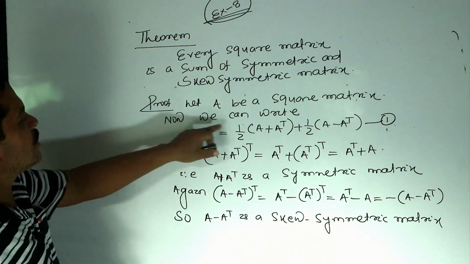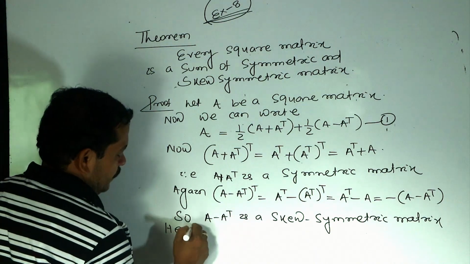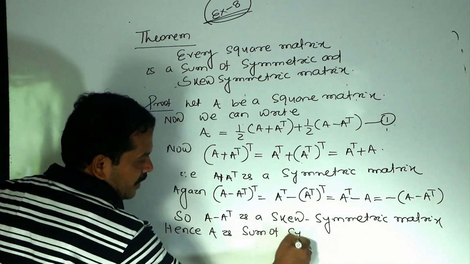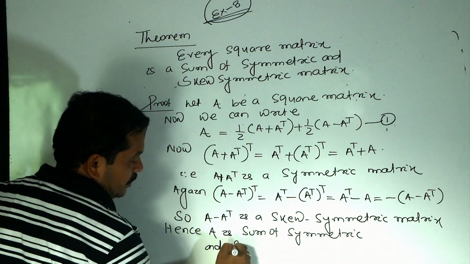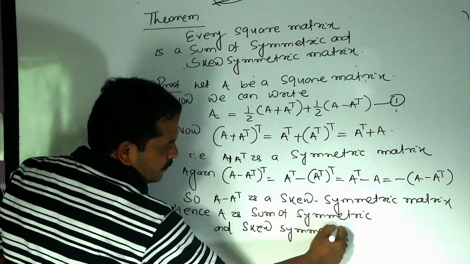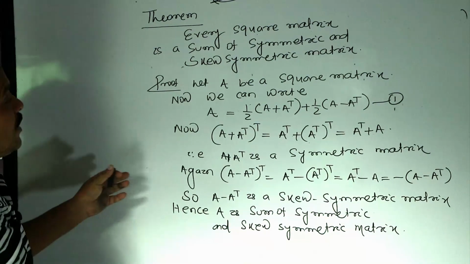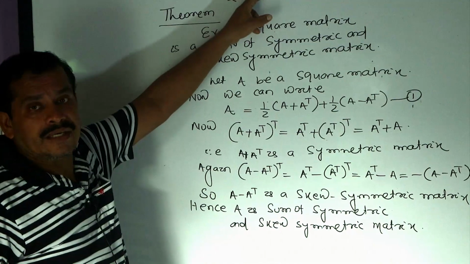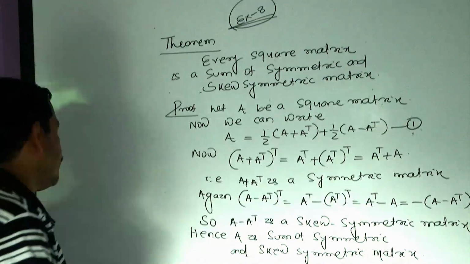Hence, A is a sum of a symmetric and a skew symmetric matrix. Very important result. Go to example 8, and this example is very important for your examination.